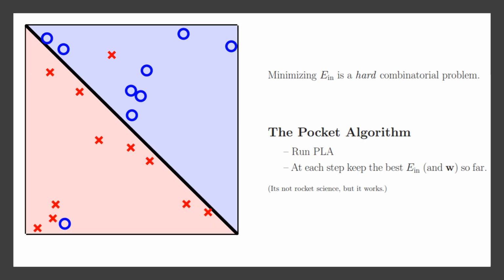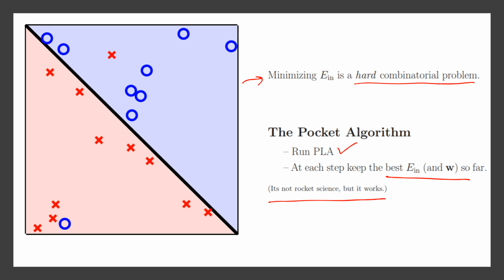The first point to note is that minimizing E_n is a hard combinatorial problem. The pocket algorithm works like this: run PLA, and at each step keep the best so far. Believe it or not, it works really well. But as I said, it's a costly process, and it works if you're able to tolerate some error, and then it gives a reasonable result. Every new set of weights in your pocket is guaranteed to get better as you move on, because that's how you're keeping track of your E_n.